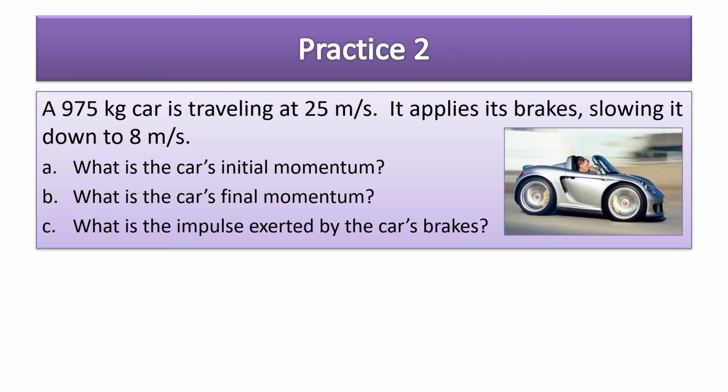So let's do another example here. You could do it. It says a 975 kilogram car is traveling at 25 meters per second. It applies its brakes, slowing it down to 8 meters per second. What is the car's initial momentum, what is the final momentum, and then what is the impulse exerted by the car's brakes? For now, we're just talking about impulse in terms of a change in momentum. But tomorrow, we are going to say how the impulse is actually the force exerted over a period of time. Both things, the force and the time, have to do with the impulse. But again, for now, what's the change in momentum? We could say that's equal to the impulse.